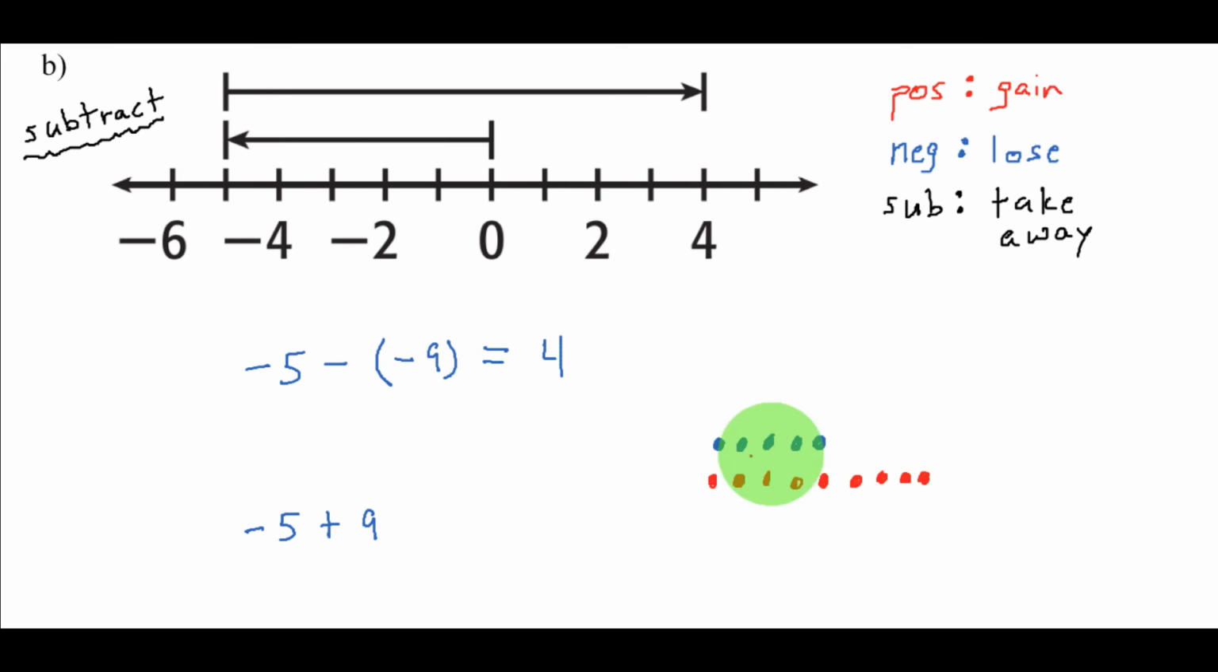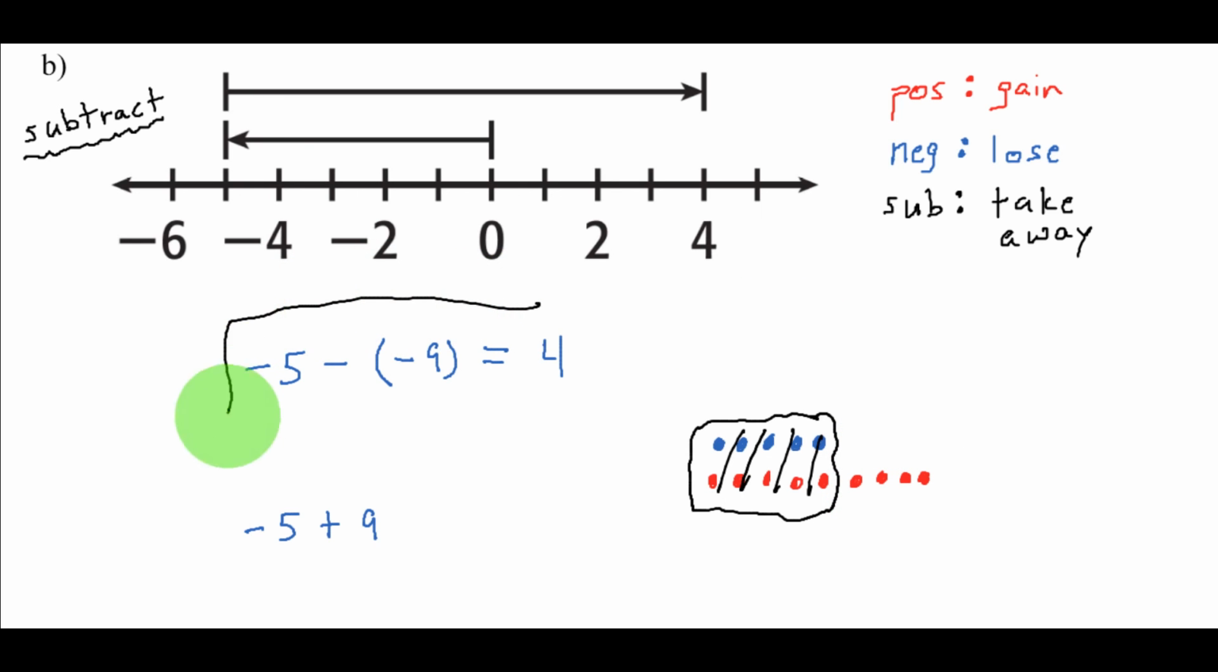And now I have, it looks like 5 integer chips that are opposite from one another. We can group them, they match up. So 5 of these match up, and they'll cancel each other out. And I'm left with 4 positive integer chips. So that matches with the equation that's written above.